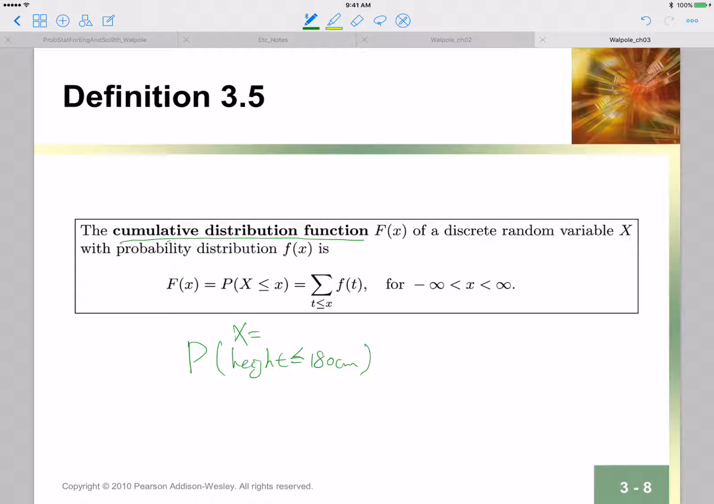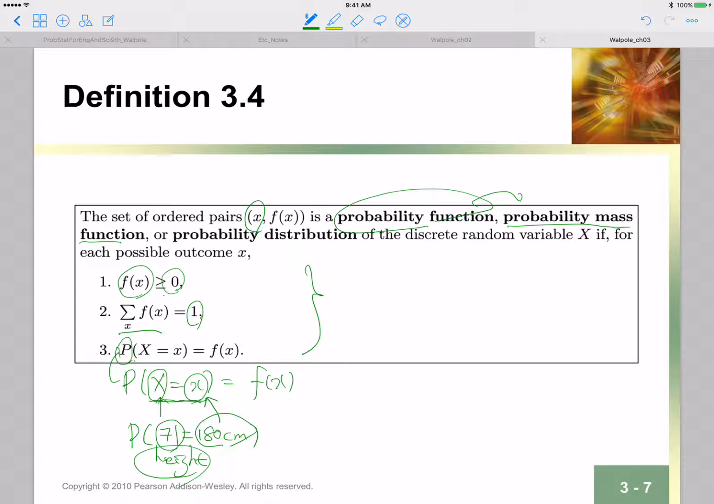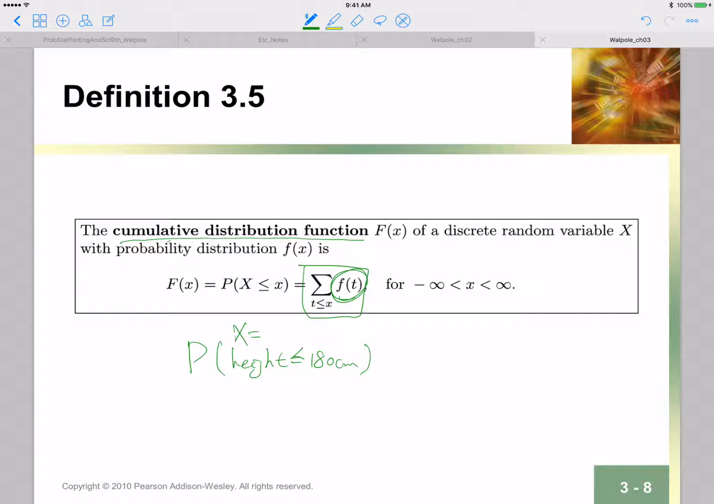Okay, and then mathematically we can represent this form in this guy. So f, what was f? So this was this guy, the probability function, or probability mass function, or probability distribution. Okay, so we sum up all these values when x is less than or equal to x.